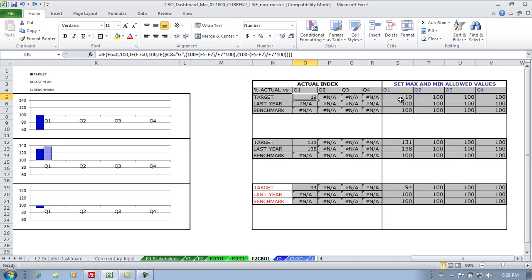Now in this case, the data actually comes out to, we're performing at only 19% of target. The chart, on the other hand, we were told to set the minimum to 60 and maximum to 140. So in this case, even though the actual number is 19, it merely goes to the 60% of target, and you don't get to see exactly where it ends up. So that's how it works for each of the measures.